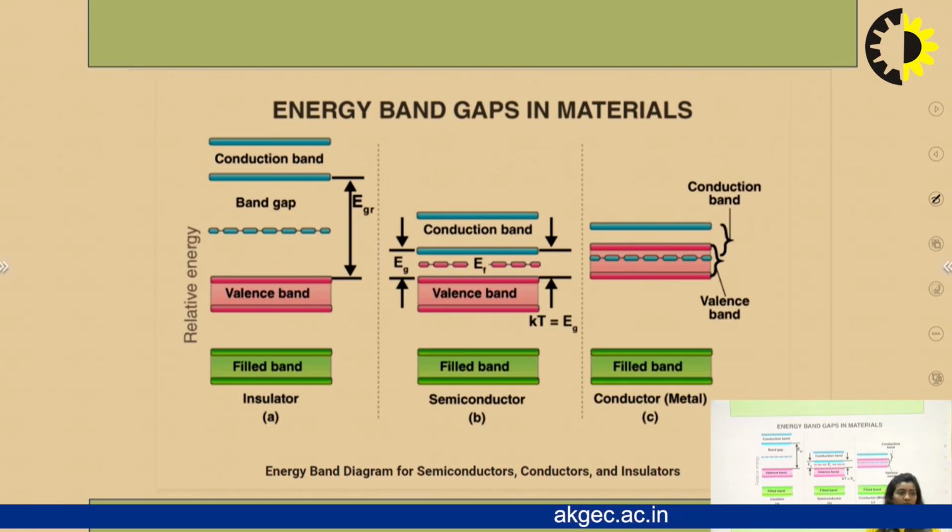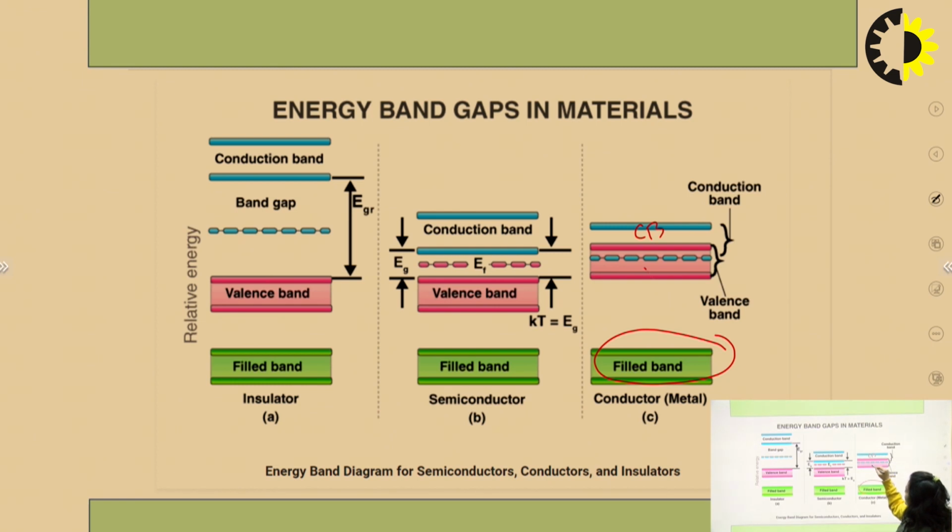Then moving on, if we see the energy band gaps of all three materials, we see the conductors. In the conductors, we have fully filled bands. This is the conduction band, and this is the valence band. And there is an overlapping. We call it the overlapping of the conduction band and valence band.